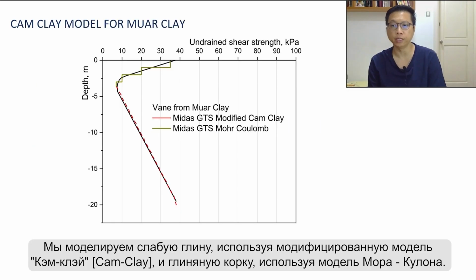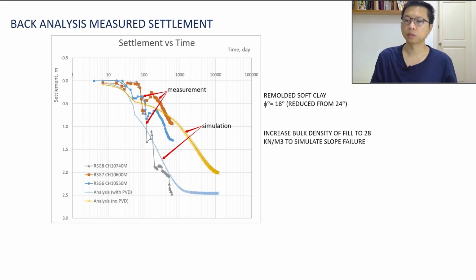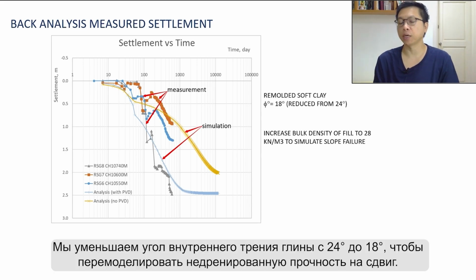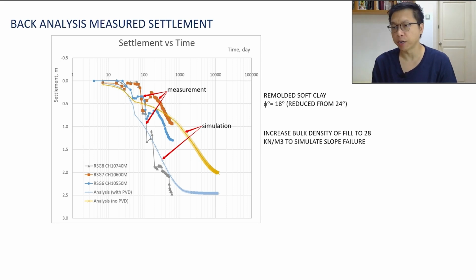We model the soft clay using the modified Cam-Clay model and the crust using the Mohr-Coulomb model. The idea is to get the modeled undrained shear strength as close as possible to the measured undrained shear strength from the field vane shear test. We further reduce the friction angle of the clay from 24 degrees to 18 degrees to simulate the remolded undrained shear strength.